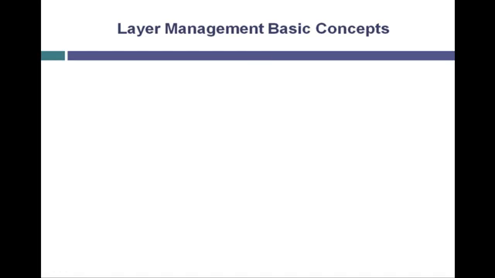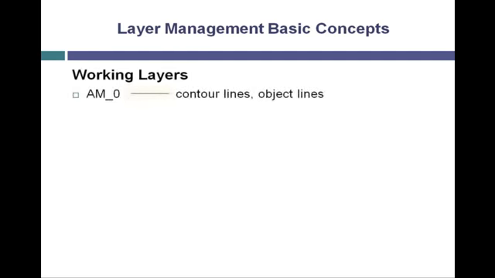First, let's look at the working layers. There are a series of layers whose names all begin by default with an AM underscore and then a number. For instance, AM_0. AM_0 is the layer intended for contour lines, also known as object lines. Its color is black or white, depending on your background color, and it uses a continuous line type.